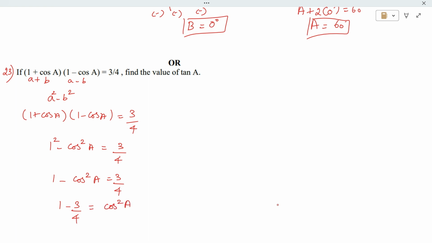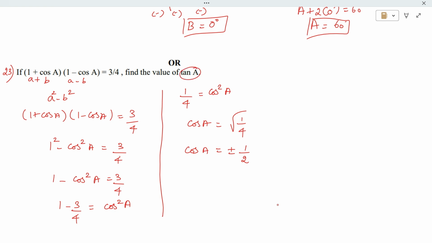So now if I take the LCM, I will get 1 by 4 is cos square A, isn't it? And cos A will be, square crosses the equal sign and will become square root, that is 1 by 4. So it is nothing but plus or minus 1 by 2. So cos A is plus or minus 1 by 2. Okay, but I need tan A. Tan A is nothing but sin A by cos A, isn't it? So I need to find sin A as well. So how can I find sin A?